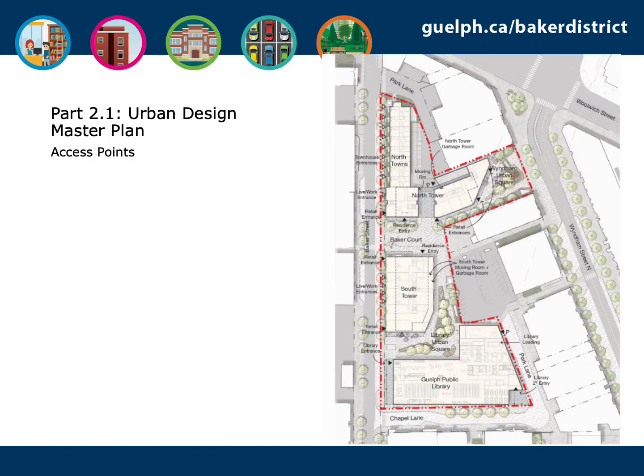With respect to building entrances, the main residential entrances for both the north and the south towers flank Baker Court, while additional retail and live-work entrances are on Baker Street and adjacent to the Wyndham Urban Square. The library main entrance is off of Baker Street, with a secondary entrance provided at the corner of Chapel Lane and Park Lane. Parking entrances are provided below the North Tower for the private residential garage, with the public parking garage located below the library, accessed from Park Lane via Chapel Lane.